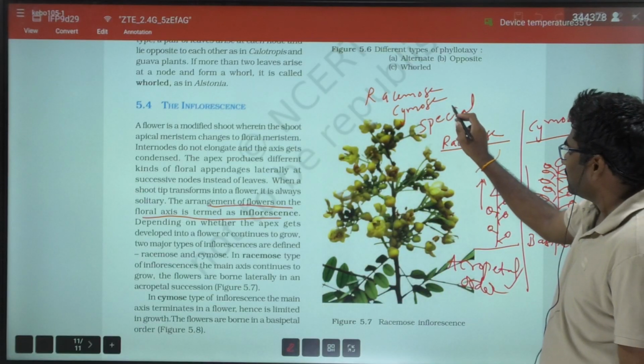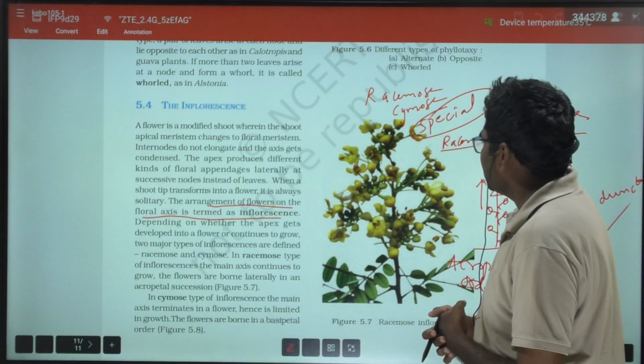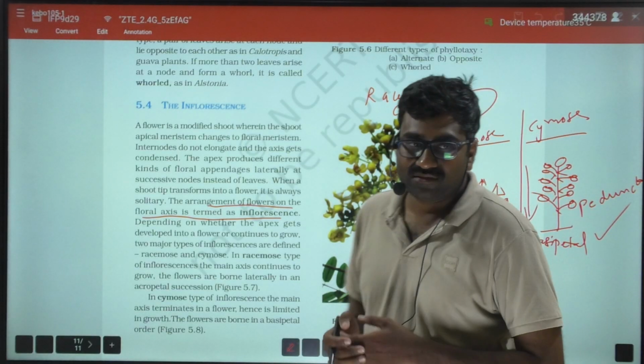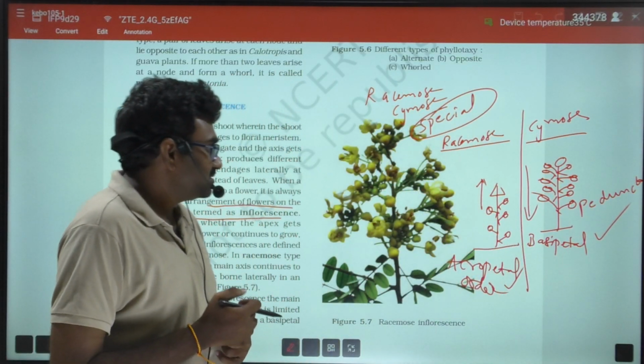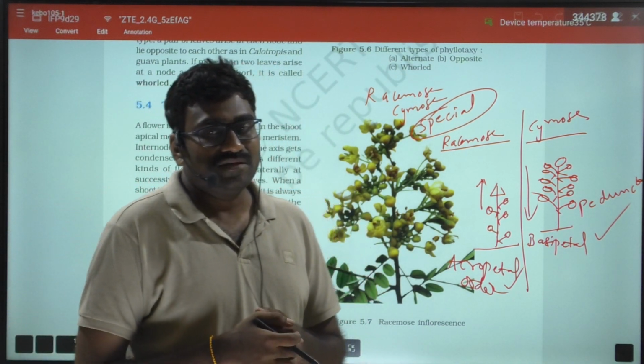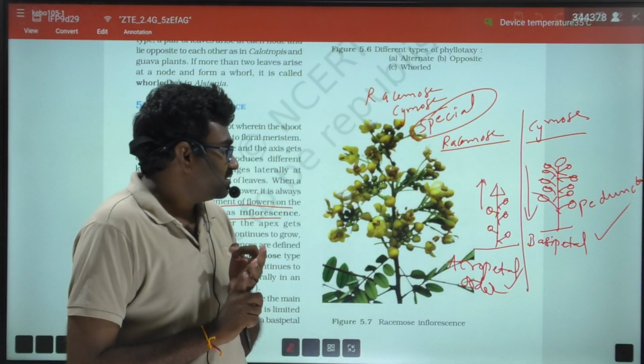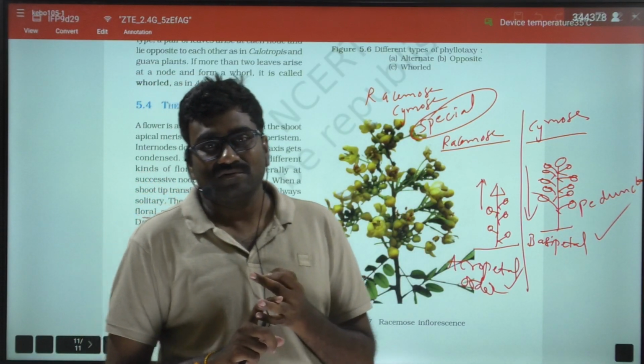And another type is the special type of inflorescence. This special type of inflorescence is not mentioned in NCERT. It is exclusively present in the state syllabus. In the special type of inflorescence, we have again three types: verticillaster, cyathium, hypanthodium. So here we shall discuss cyathium.